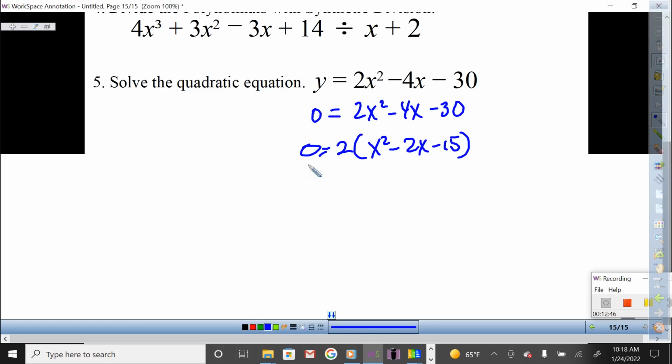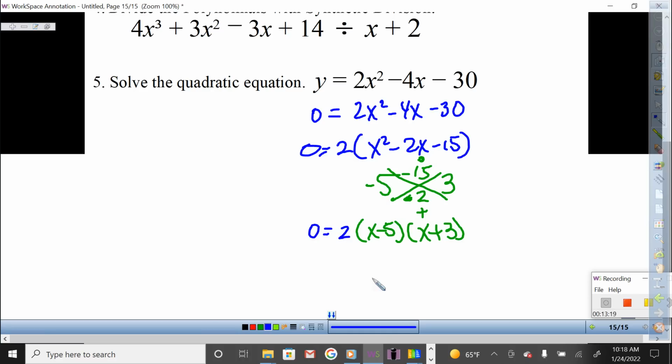All right. Next, can we factor this polynomial? Yeah, negative 15, negative 2. Factors of 15 that add up to negative 2: negative 5 and 3. So my factors are x minus 5 for that one, x plus 3 for that one. Bring down the 2. Now that equal to 0.